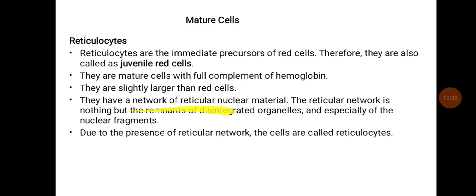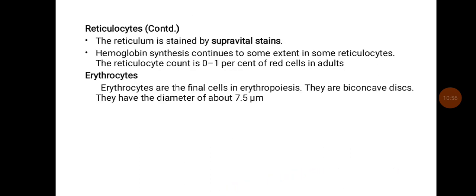They have a network of reticular material. The reticular network is nothing but the remnants of disintegrated organelles, especially of the nuclear fragments. Due to the presence of the reticular network, the cells are called reticulocytes. The reticulum is stained by supravital stains. Hemoglobin synthesis continues to some extent in some reticulocytes. The reticulocyte count is around 0 to 1% of red cells in adults.